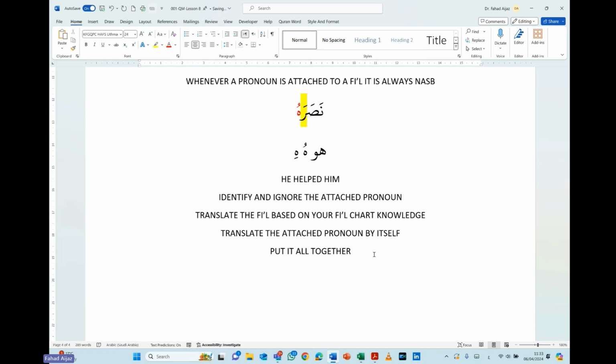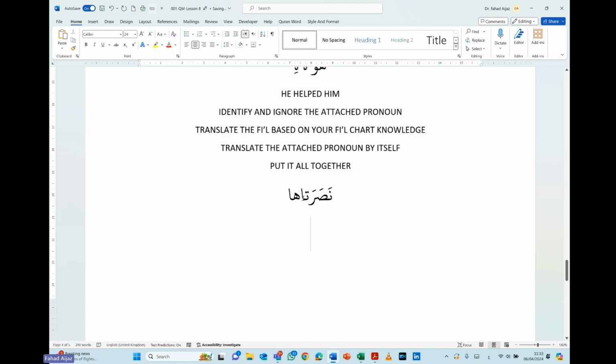So let's do another example. So if I say Nasarata, Nasarataha. Let's say I want to say this. You find this in the Quran, for example, and you want to understand what it is saying. So your step number 1 was separate the fi'l and the pronoun. Ignore the pronoun. You're ignoring ha right now, and you're just focusing on Nasarata.